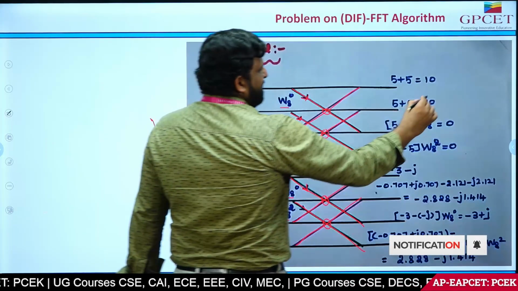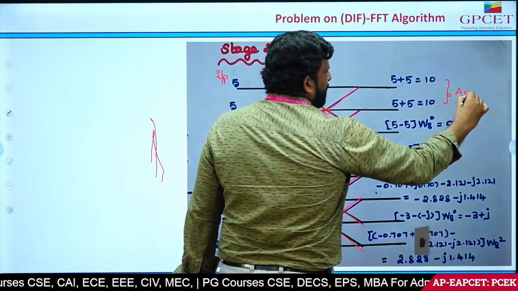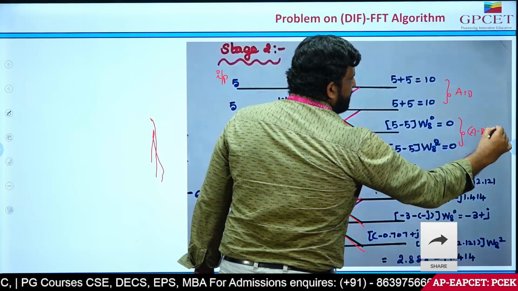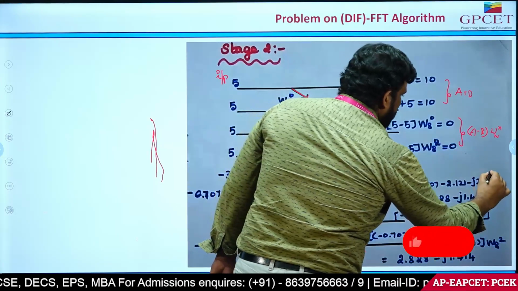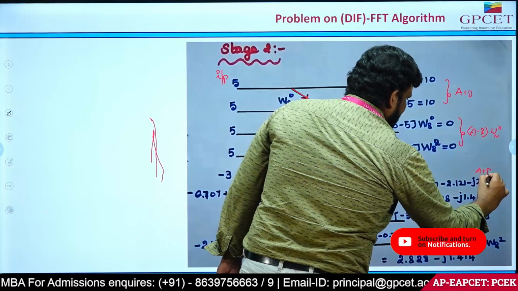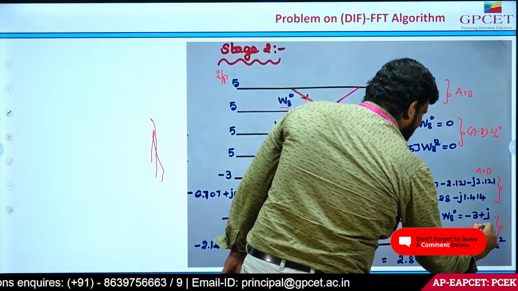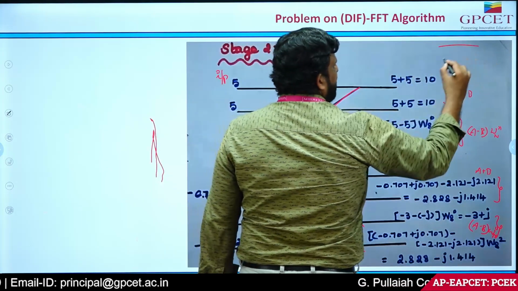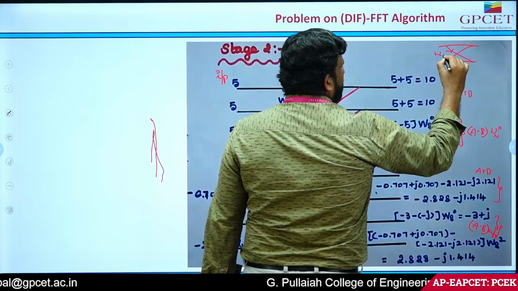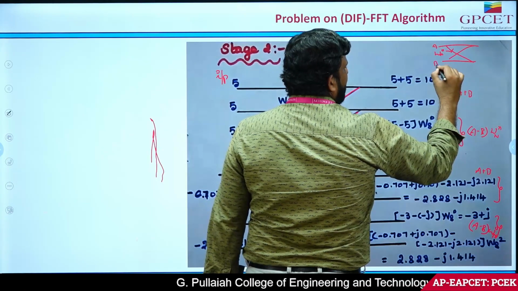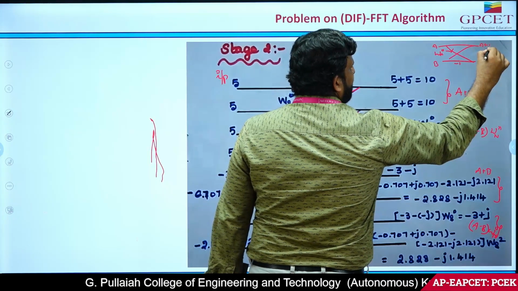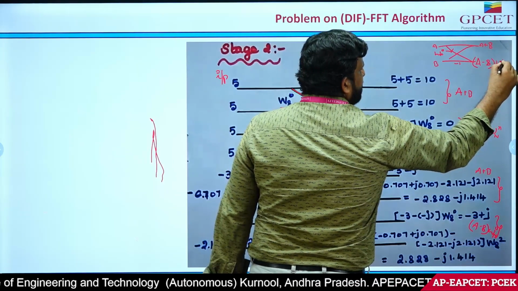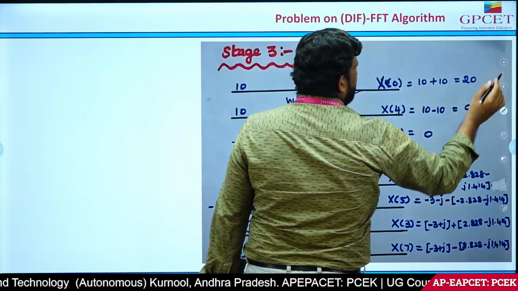Same process. The first upper part will be a plus b, and the next two will be a minus b into W8 to the power of small n. Similarly, the first two parts will be a plus b, and the second two parts will be a minus b into W8 to the power of 0. So, using this particular diagram, Wn to the power of 0, this is a, this is b, minus 1, here a plus b, and here a minus b into Wn to the power of small n. Sorry.